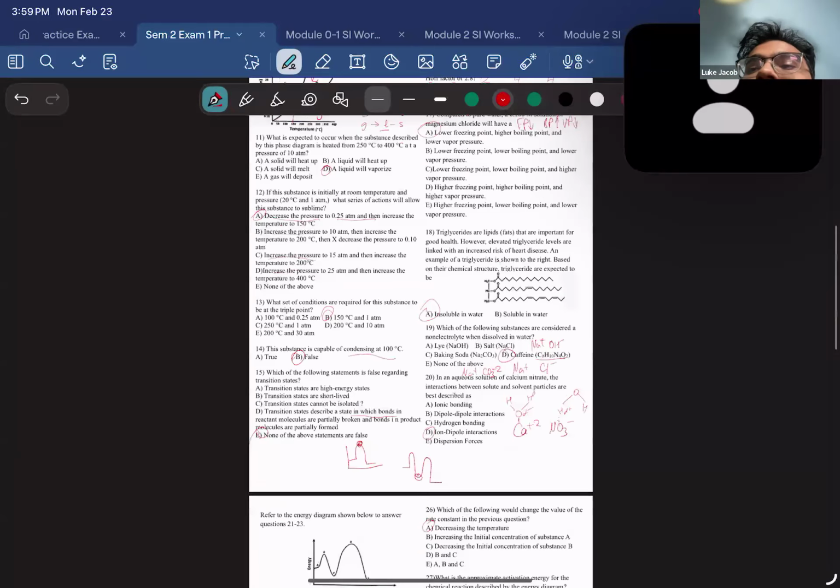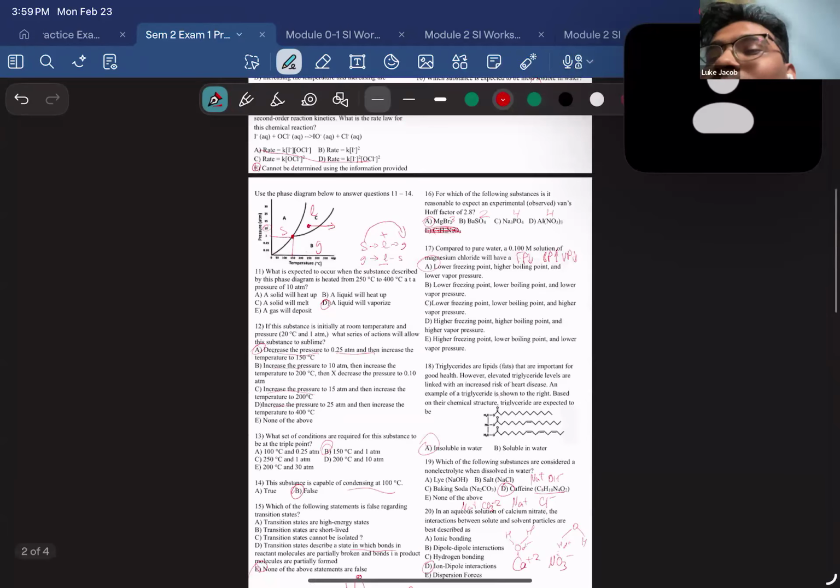All right. So we just got through the second page. Does anyone have any questions about that? Any questions about any of the questions?